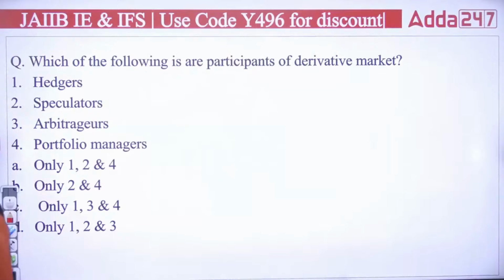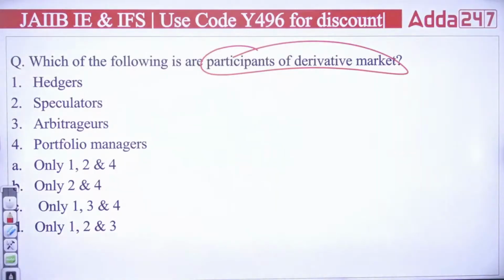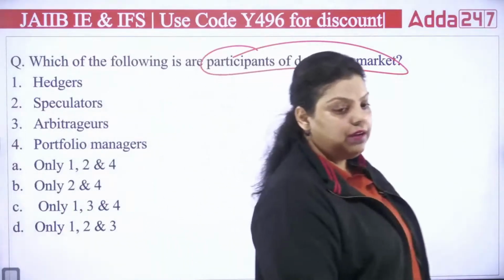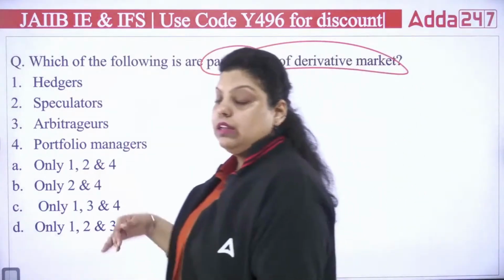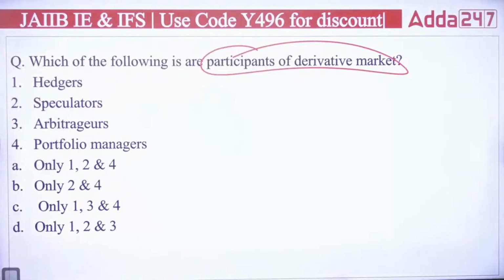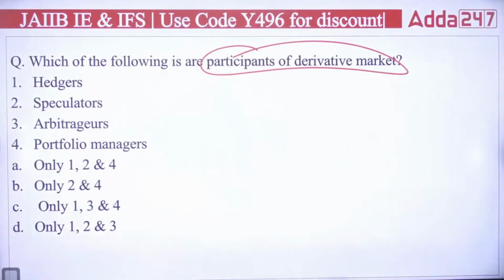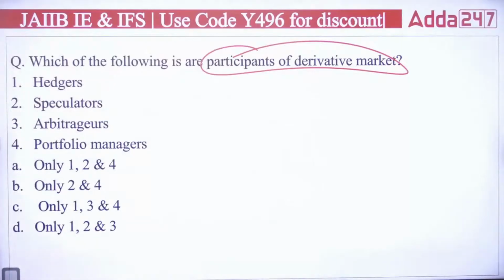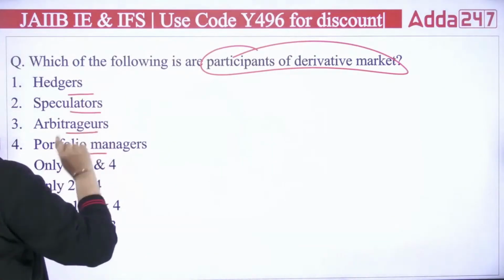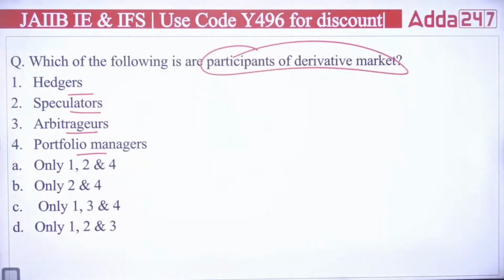Next question. Which of the following are participants of the derivative market? First of all, derivatives do not have their own value. A derivative's value will always be derived from another variable, which is known as the underlying asset. There are mainly two types of derivatives: exchange traded and over the counter. Now, which of the following is a participant of the derivative market: hedgers, speculators, arbitrators or portfolio managers? Out of these four, who are known as participants of the derivative market?